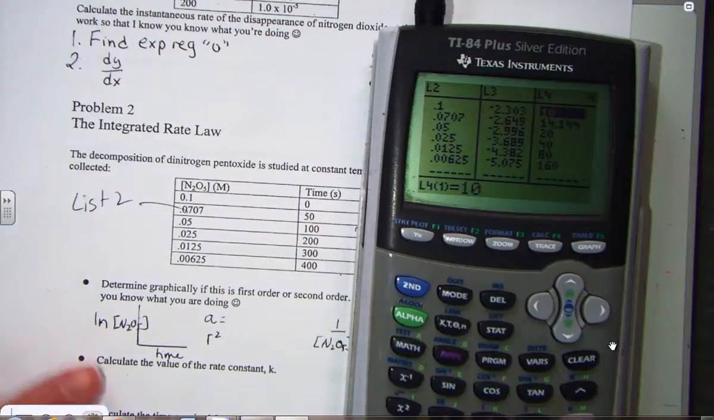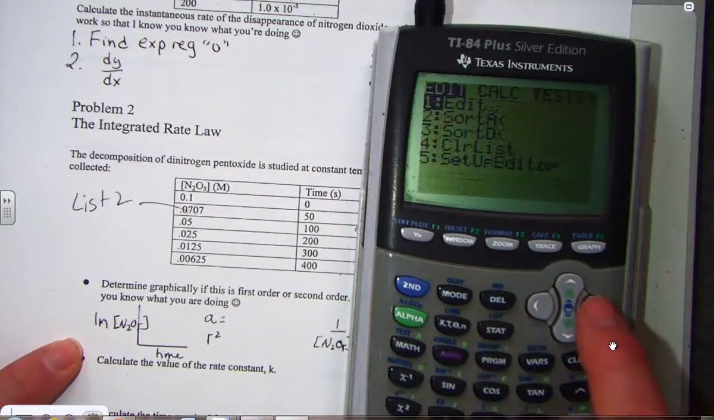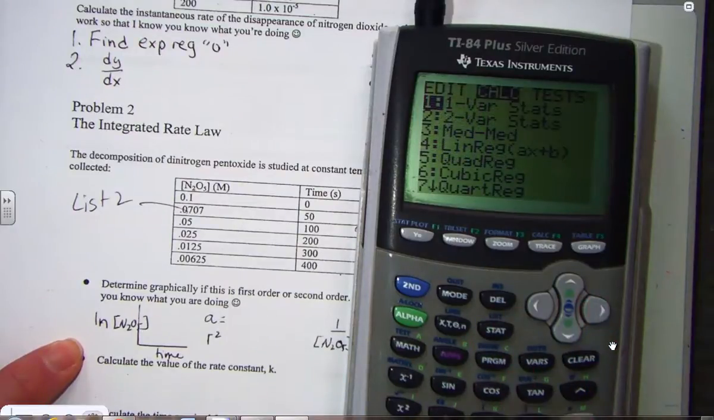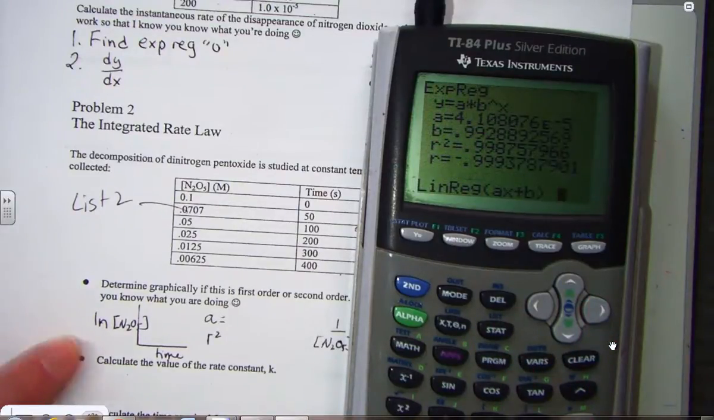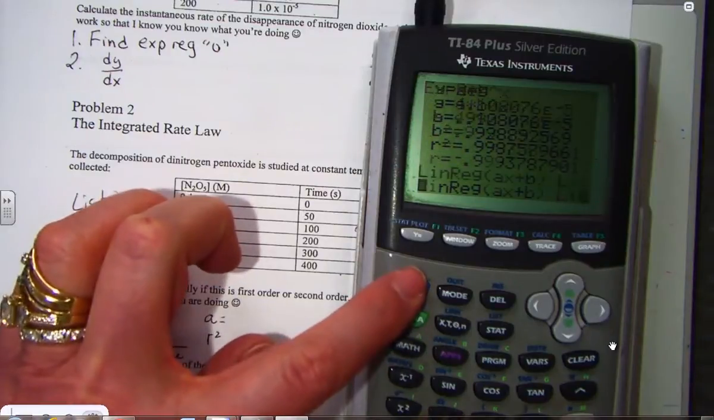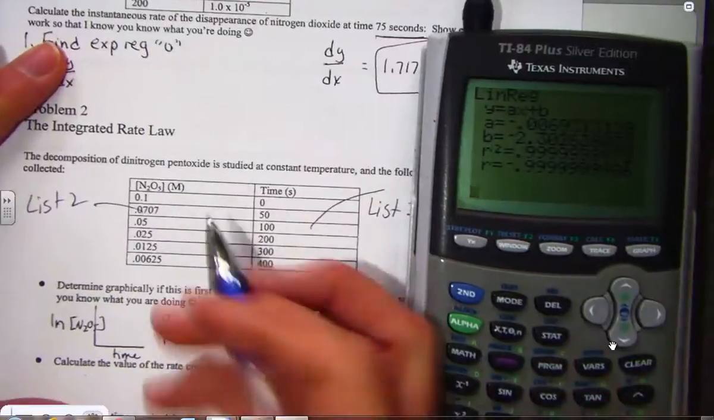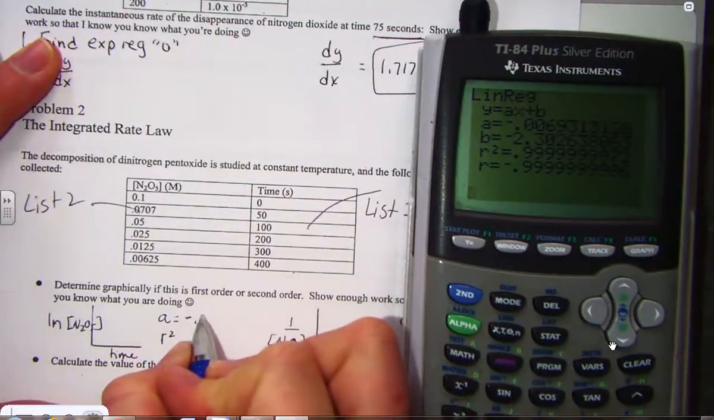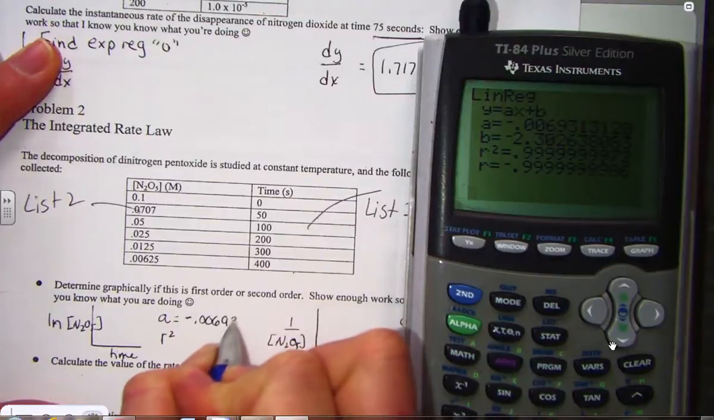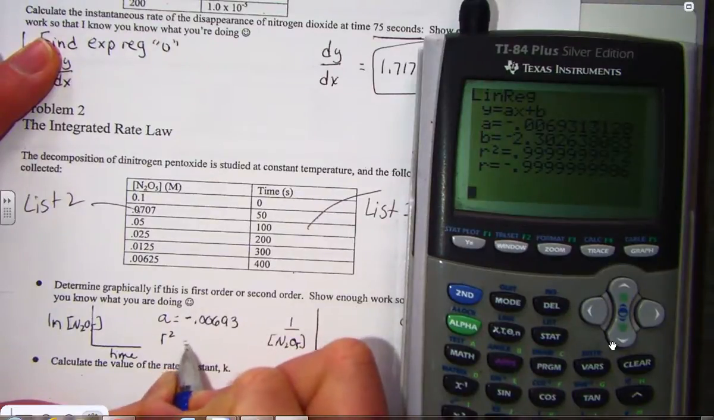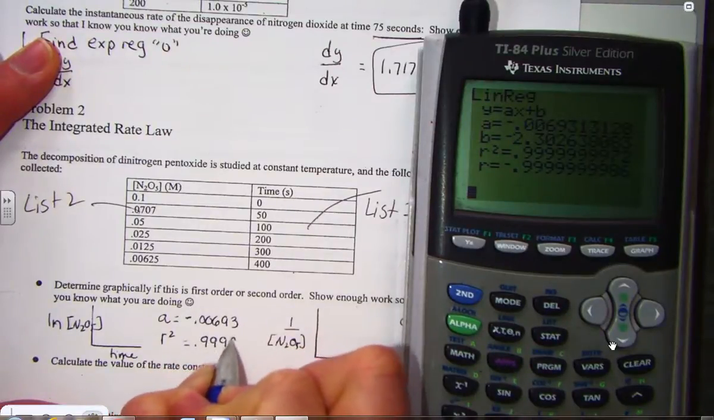Alrighty. Now we want to know the best straight line. So let's run our stat, calc, linear regression. And this time I want list 1, comma list 3, and I'm testing natural logs that way. And I'll record the slope of the line, 0.00693. And the r squared looks very good, doesn't it? 0.9999 repeating.